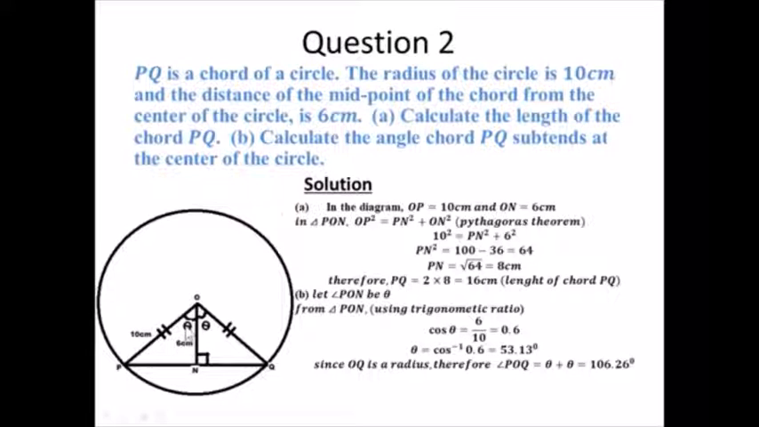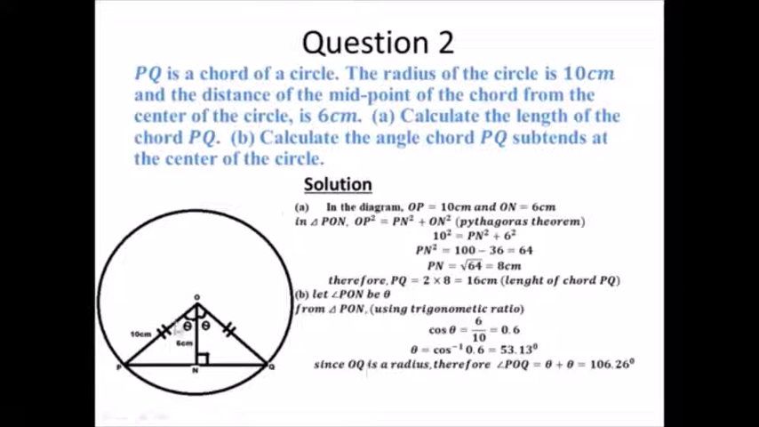So how can we find this one? You can use any of the trigonometric ratios, whether sine, cos, or tan, because you have the three sides of this triangle given now. So when we have already found our PN, I use cos here. Cos theta gives us 6/10, and that gives us 0.6. Then from there you can find our angle theta, which is inverse of cos, and that will give us 53.13 degrees.